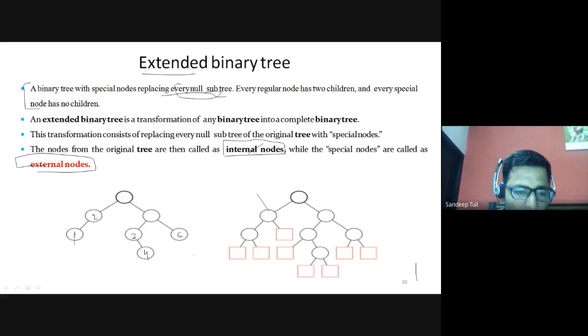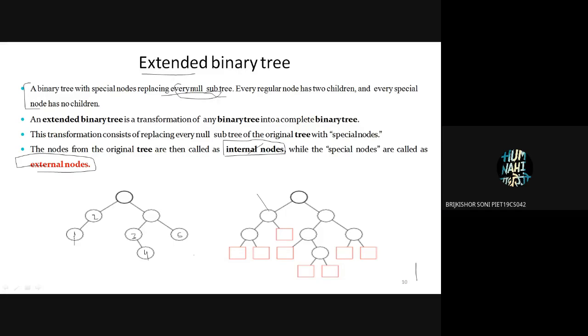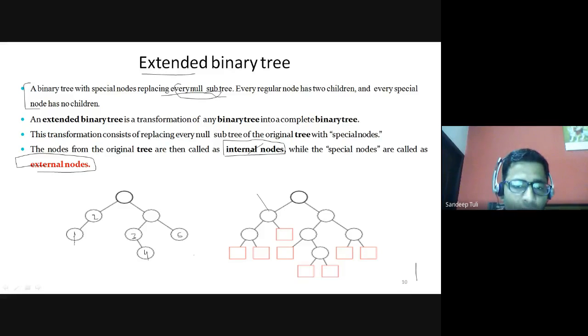Does this first node, number 1, have any subtree? So its subtree is null. That is what the meaning of this is with special nodes. Now we are going to replace this null subtree with some special nodes, and those special nodes are known as square or external nodes. Now, is this the right subtree of node number 2?